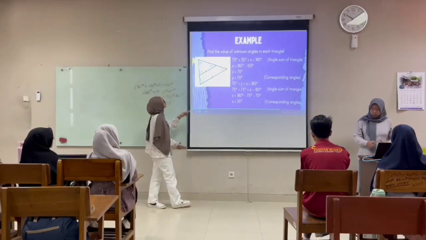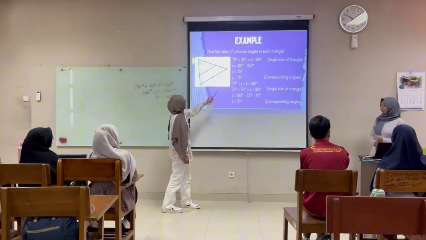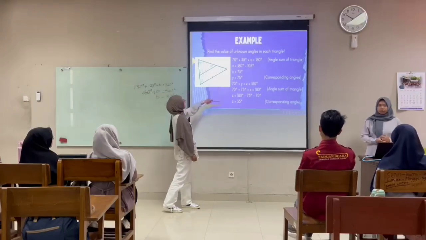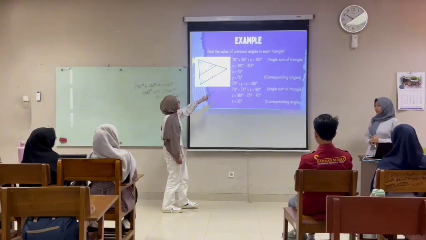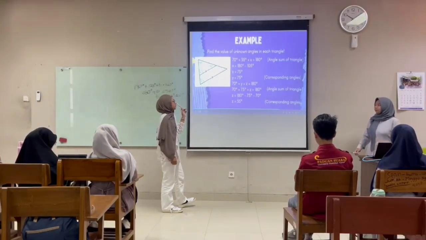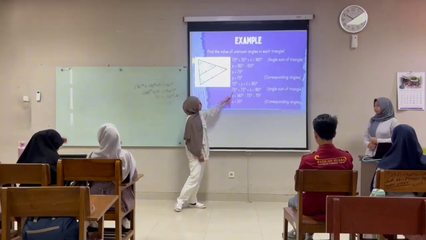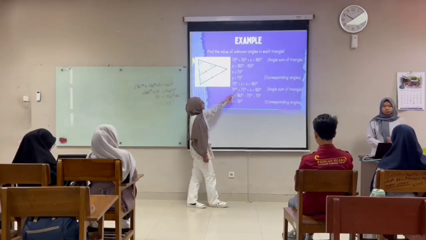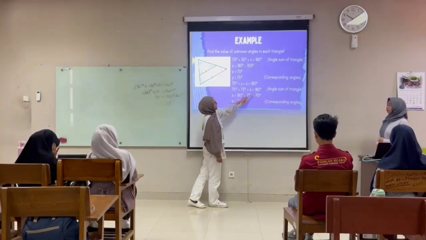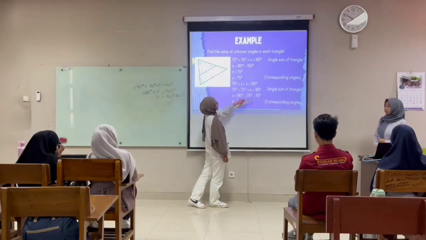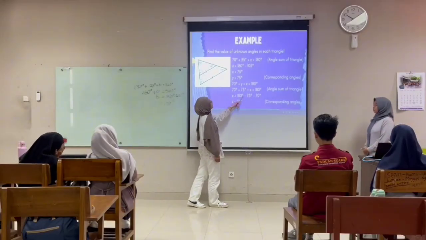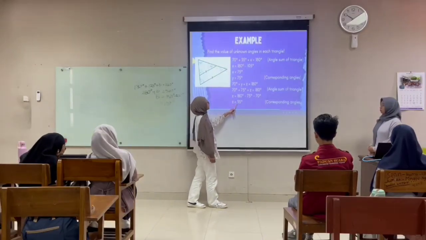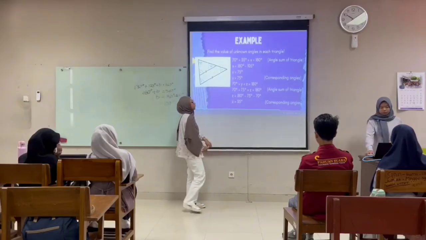Now let's do the bigger triangle. We have 70 degrees plus Y plus Z is equal to 180 degrees. So 70 degrees plus 75 degrees plus Z is equal to 180 degrees. So the value of Z is 35 degrees.